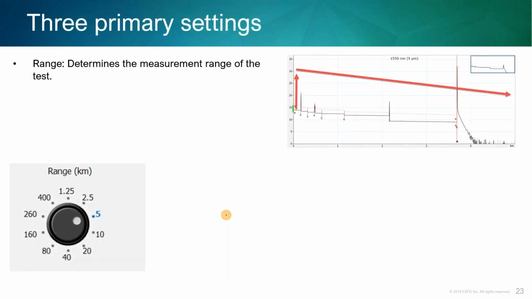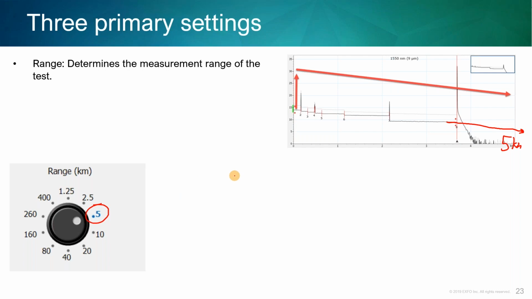But to do it right, we have 3 primary settings. Range. So range is not how far you're testing, but how far you're seeing on the display. So when I set my range for 5 kilometers, it doesn't mean I'm testing 5 kilometers. I could be testing 10 kilometers. It's just going to show me 5 kilometers of the screen. And this trace could keep going right off the screen. Right? So this is the display range of the screen.